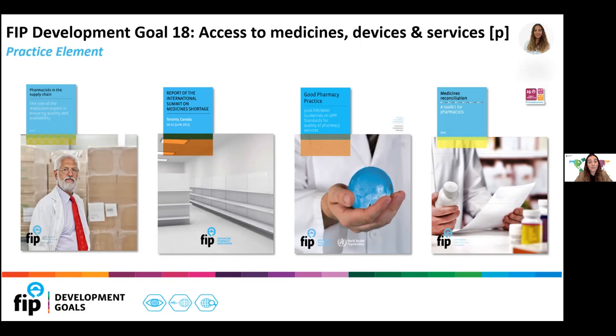hospital pharmacy. And most recently, we have been producing a series of reports which are more like toolkits to be able to really apply into practice all these new services that pharmacists are embracing, particularly in the community and hospital pharmacy settings. This one is the latest one that has been released, on medicines reconciliation. However, I do recommend that you visit our webpage, because under publications you will see many more reports and statements that are already aligned with FIP development goal number 18.